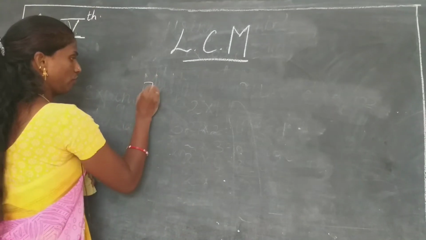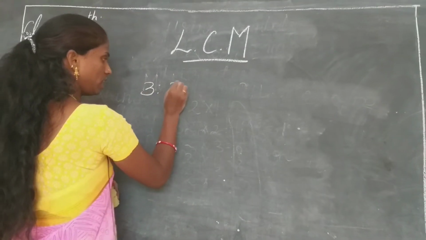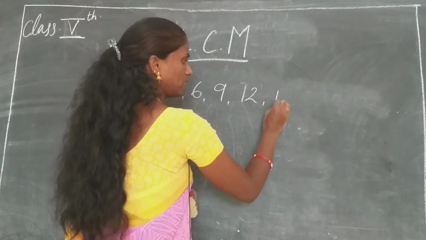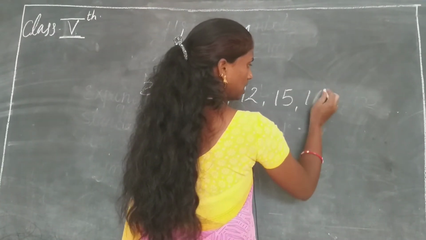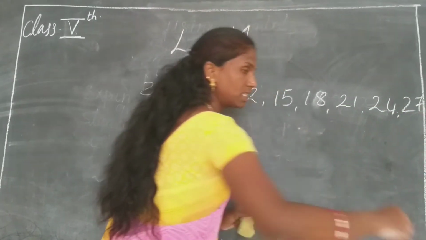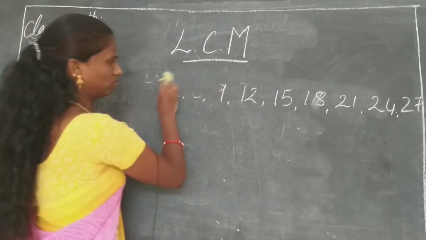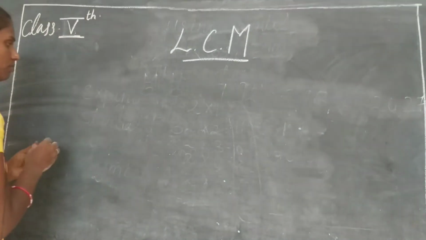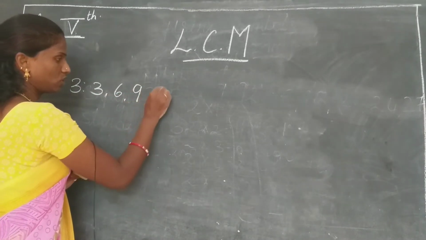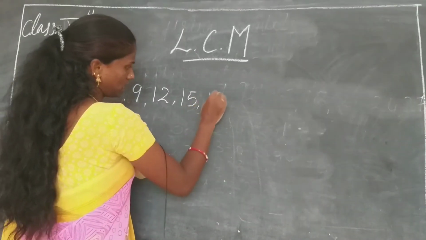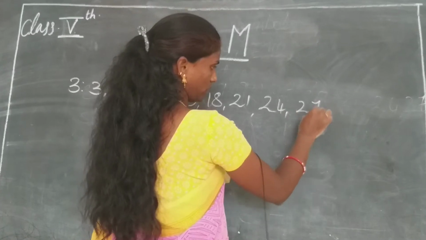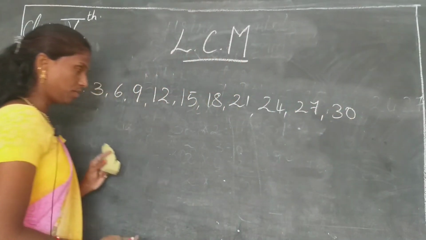Now see here. We have taken the multiples of 3. So what are the multiples of 3? 3 ones are 3, 3 twos are 6, 3 threes are 9, 3 fours are 12, 3 fives are 15, 3 sixes are 18, 3 sevens are 21, 3 eights are 24, 3 nines are 27, 3 tens are 30. These are the multiples of 3.